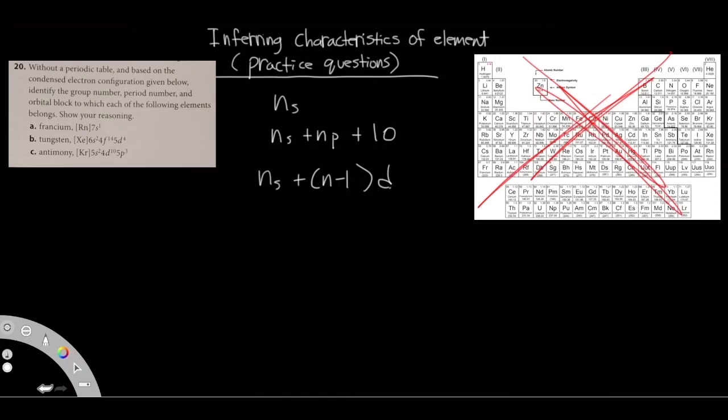All right, let's start looking at our Rn 7s1. Well, as we can see, 7 is the highest principal quantum number. So that means our period number is going to be 7.